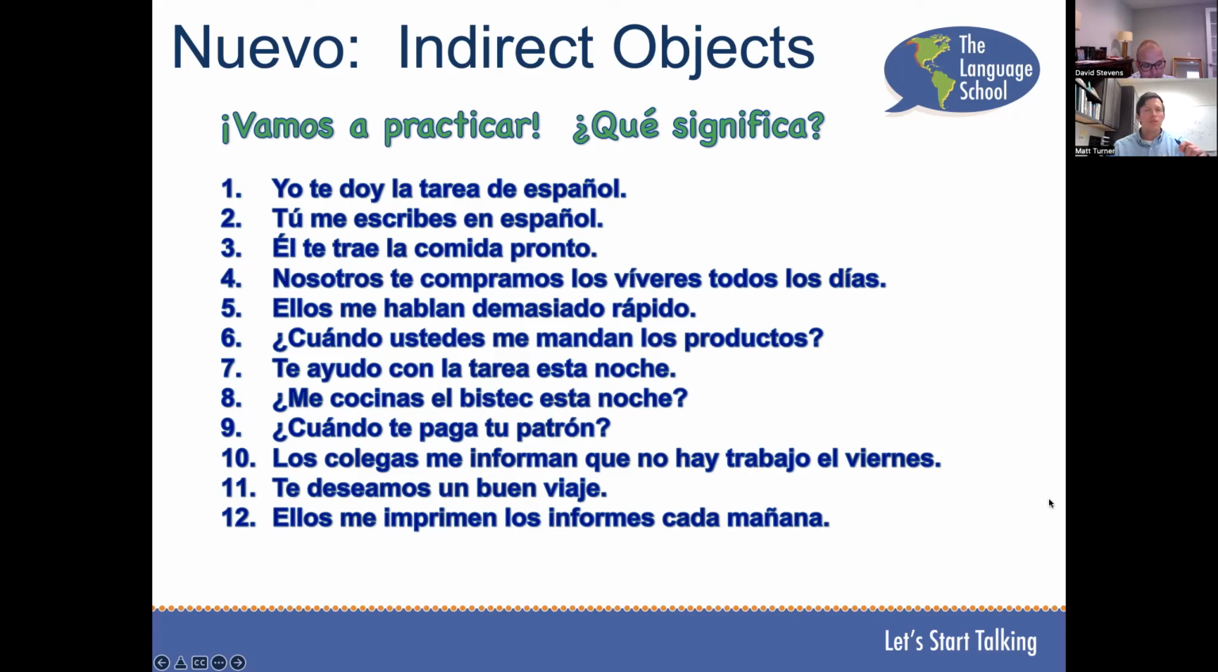So this is where we've really taken it to a very complex form with the language. Los colegas me informan que no hay trabajo el viernes. So informan, the verb. Los, is it colegas or colegio? Colegas, hard G. But then high school is colegio. That one always confuses me.